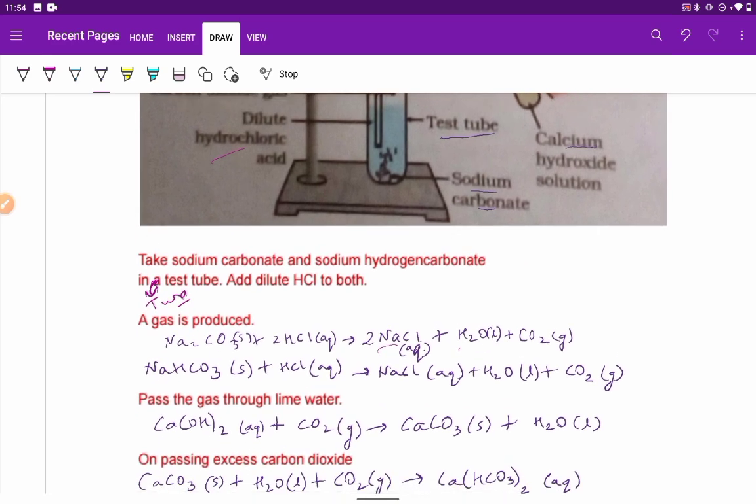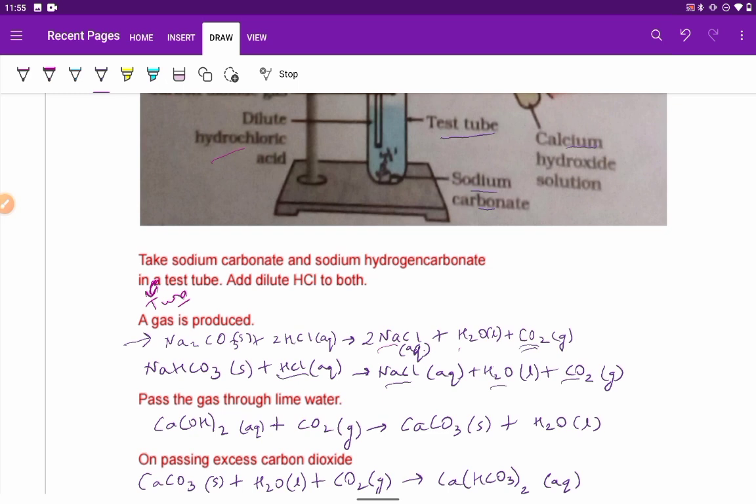So the equation in case of carbonate is Na2CO3 plus 2HCl aqueous gives 2NaCl aqueous plus H2O plus CO2 gas. So CO2 will be given out. In case of sodium hydrogen carbonate, when HCl is added to it, NaHCO3 plus HCl, we will get NaCl again, H2O and CO2. So to Na2CO3 we add HCl, or to NaHCO3 we add HCl. In both cases CO2 gas will be evolved.